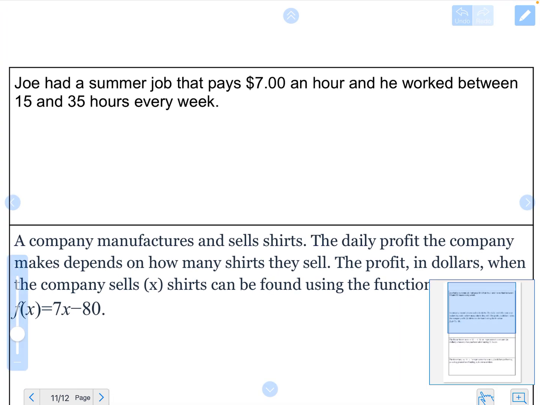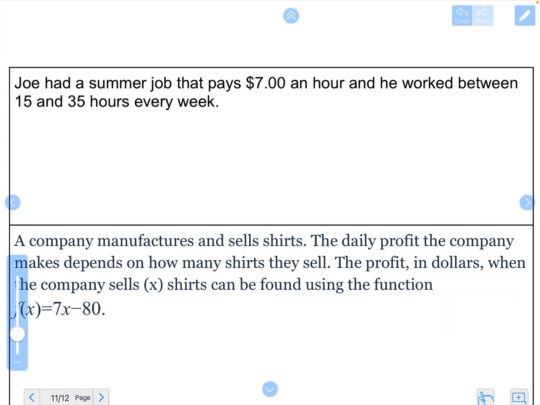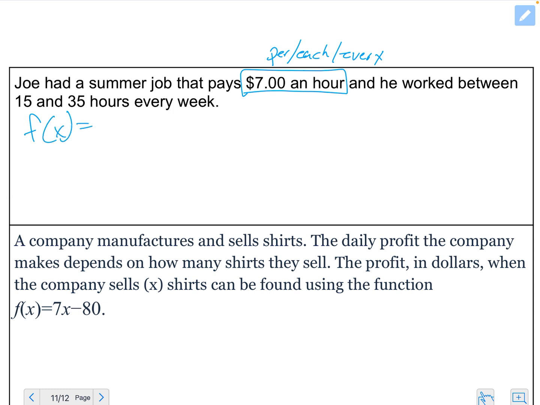So Joe has a summer job that pays $7 an hour, and he worked between 15 and 35 hours every week. So Joe has a job that pays him $7 an hour. Remember, our per, each, every is going to be our x variable. So f of x equals 7x. There's no start, beginning, or initial, so that's all we need. So our x is always going to be whatever goes next to the number. So the x stands for hours.